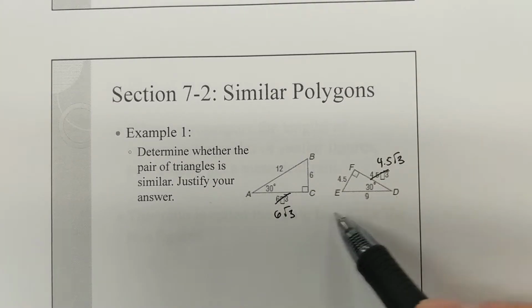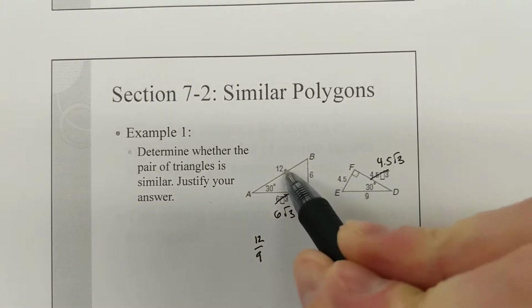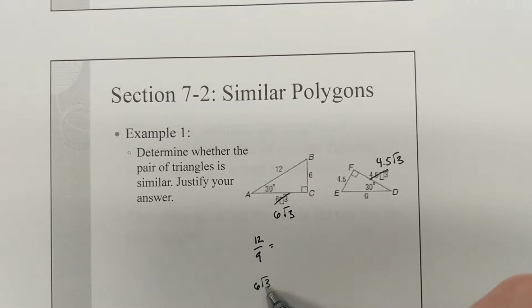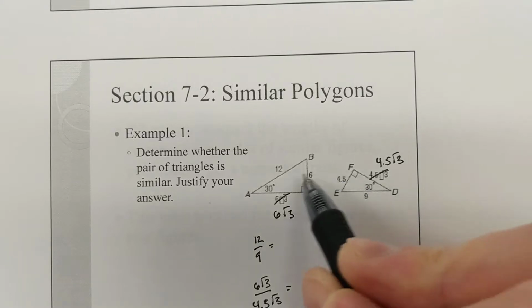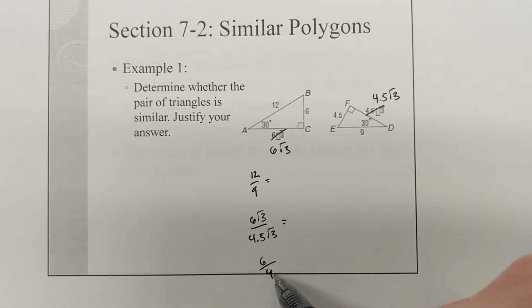are the same thing. So when I pair off my sides, on the big triangle, 12 would pair off with 9. So I have to check that ratio. 6 root 3 would pair off with 4.5 root 3. And then lastly, 6, I'm just going off the bottom of the page, would pair off with 4.5. I need to check what those things are equal to.